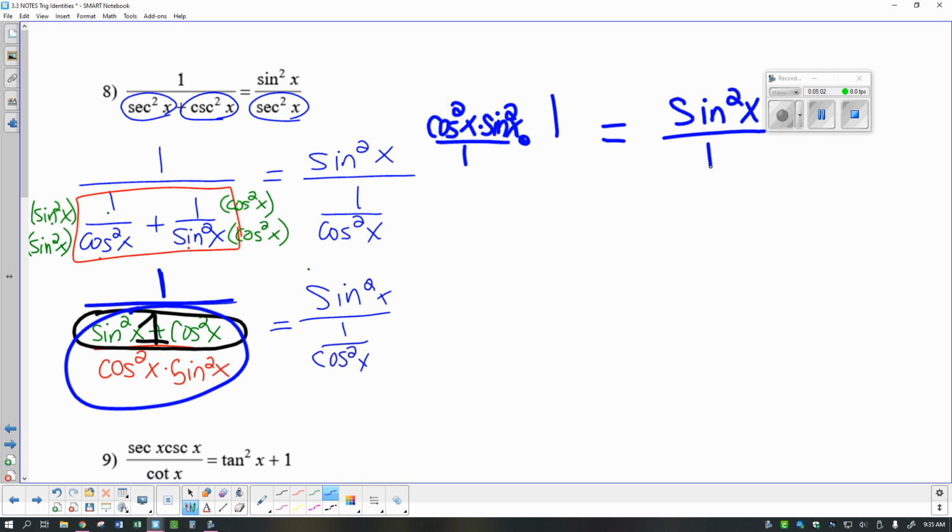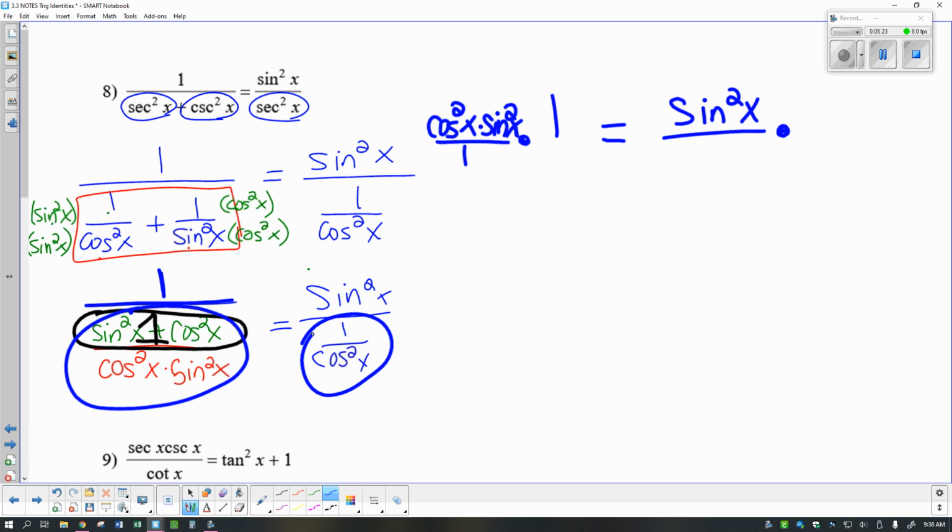Similarly, I can do that same thing with the sine squared on the right-hand side, because now I'm trying to work the system here so that I can get them to equal and not have to write so much work. So over here, I'm going to multiply by the reciprocal of this fraction. So I'm going to multiply by cosine squared x over 1.